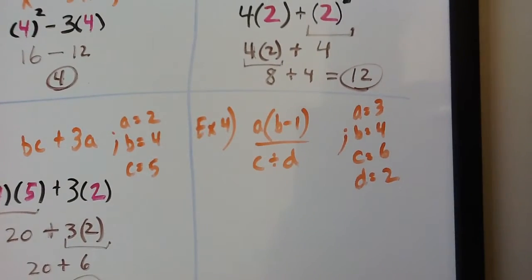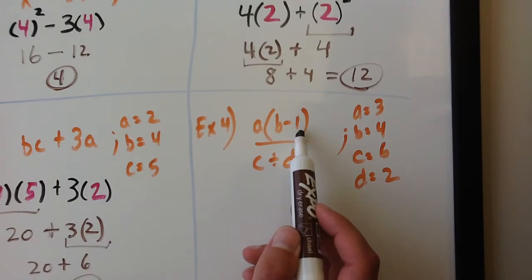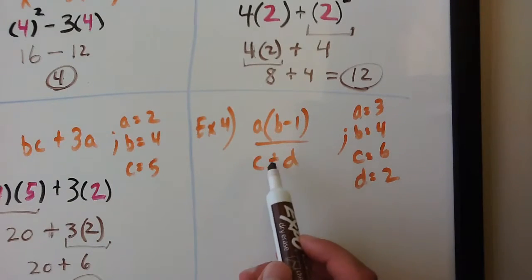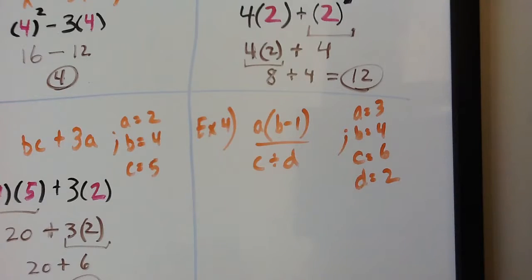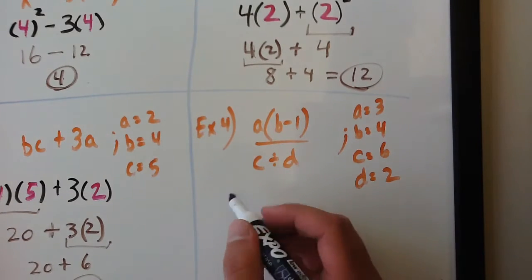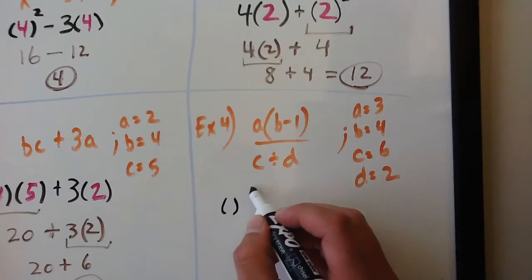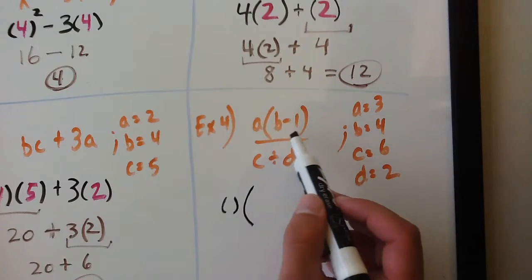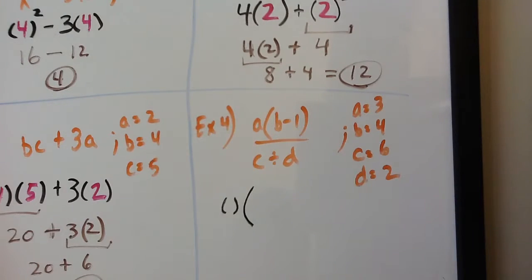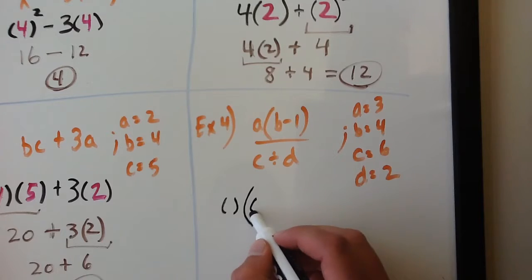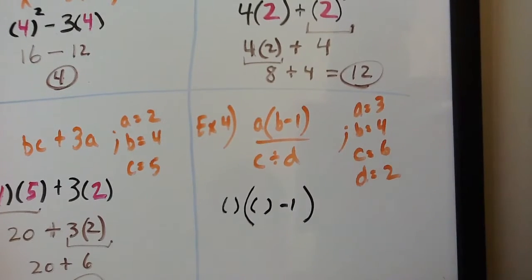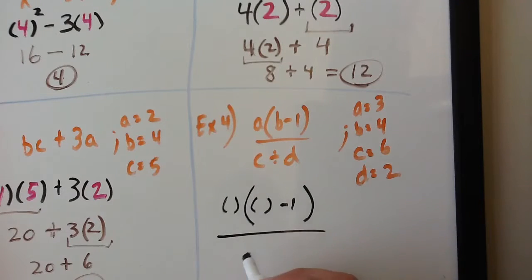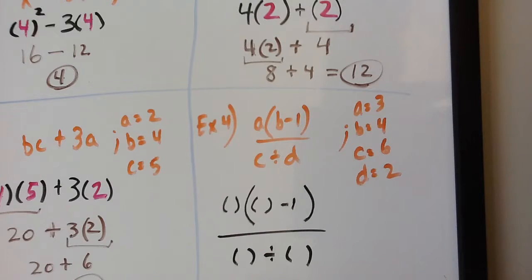Final example, number 4, I have a times b minus 1 divided by, or over, c divided by d. Step 1, set it up. Okay, I have a times, so I have like a little parenthesis for the variable and a big parenthesis for the actual parentheses in the expression. So a times b minus 1, close the parenthesis. That's the numerator, that's the stuff on top. On the bottom I have c divided by d. Okay, so I've done step 1, that's set it up.